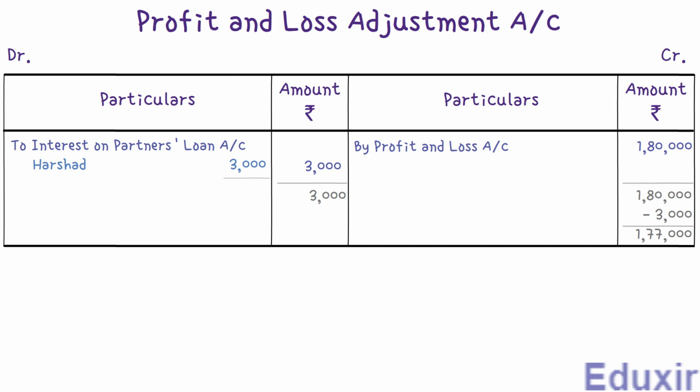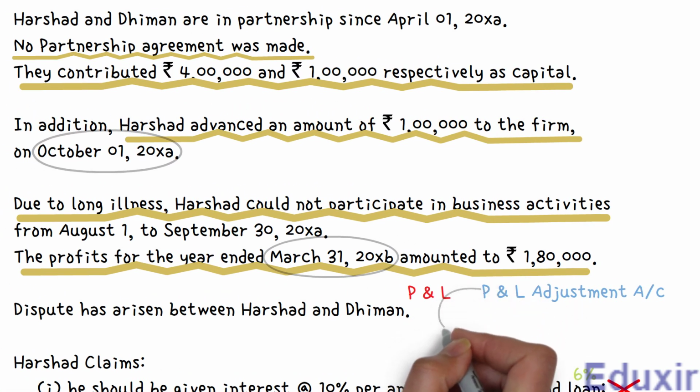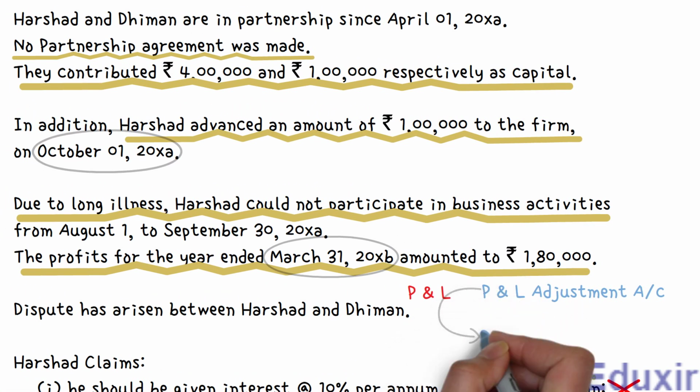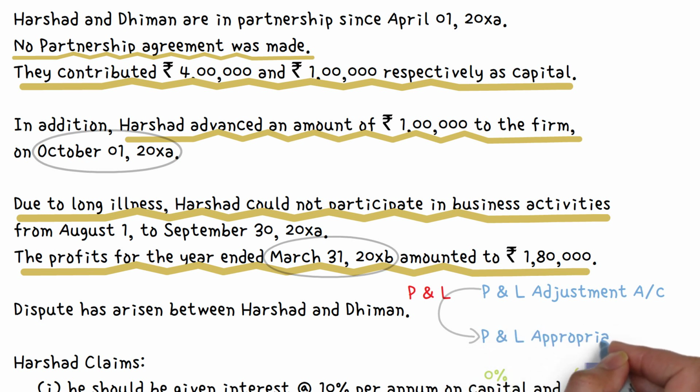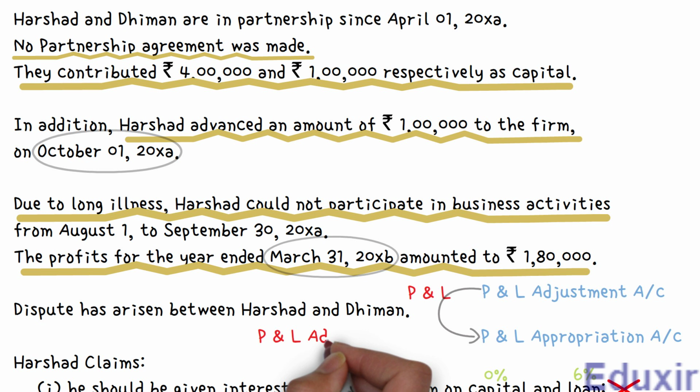So, for distributing this profit amount among the partners, we should transfer this balance profit amount from the profit and loss adjustment account to the profit and loss appropriation account. Also, as we are transferring this profit amount out of the profit and loss adjustment account, we should debit the profit and loss adjustment account.